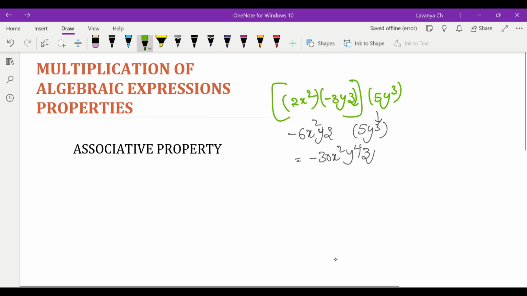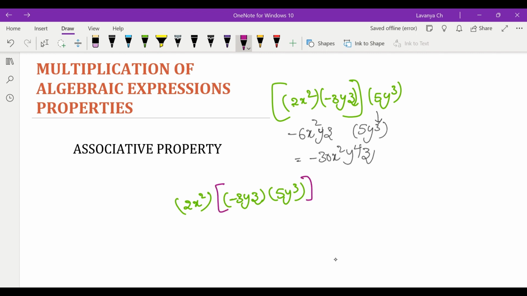Now again we will perform the same multiplication, but in this case we will rearrange the parentheses into 5y cube. Now what we will do is multiply the last two polynomials first. So minus 3 into 5 is minus 15. Y into y cube is y power 4 z. And now the first polynomial is 2x square. When we perform this operation, 2 into minus 15 is minus 30, x square as it is, y power 4 and z.